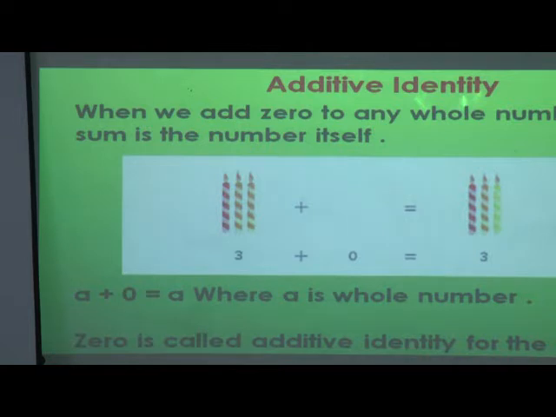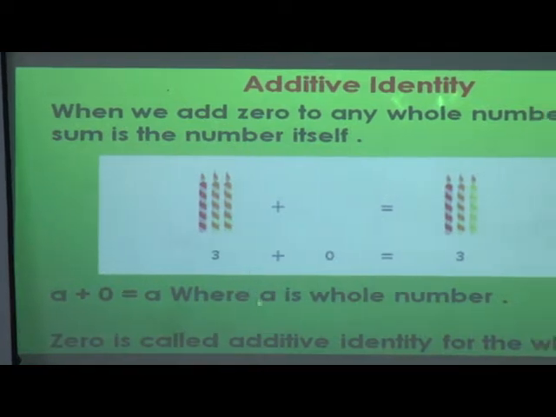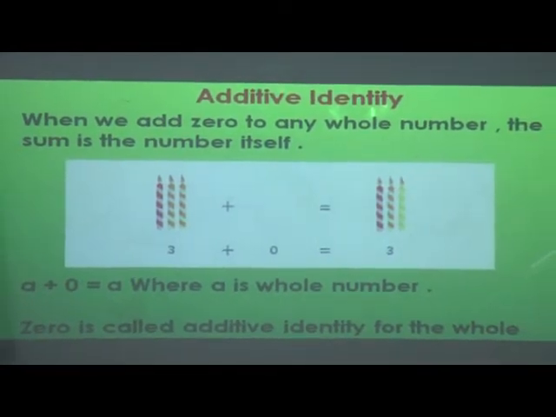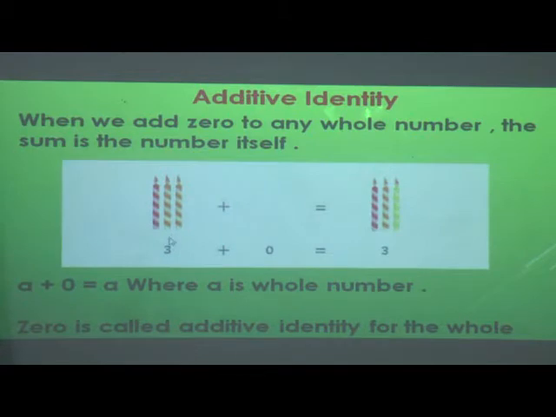Next we will see about additive identity. When we add 0 to any whole number, the sum is the number itself. Like we have 3 candles and we have added 0 candles to it, we get the same number. So a plus 0 is equal to a, where a is a whole number.